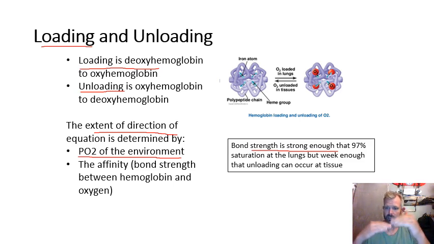So this is where we get this reversible bond, and one of the main factors that controls whether we're going to load or unload has to do with the PO2 in the environment. At high partial pressure of O2, we're going to load, binding with higher affinity to hemoglobin, whereas in a low partial pressure of O2 environment, hemoglobin is more willing to release or unload oxygen.